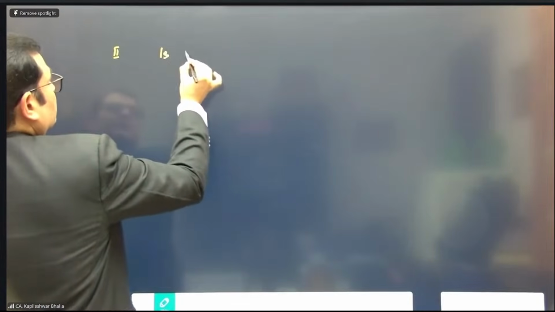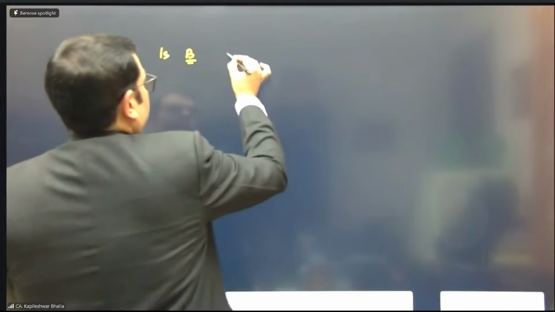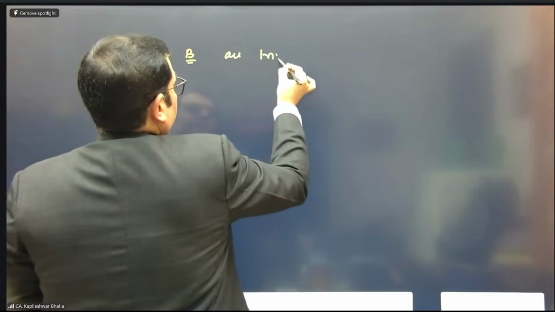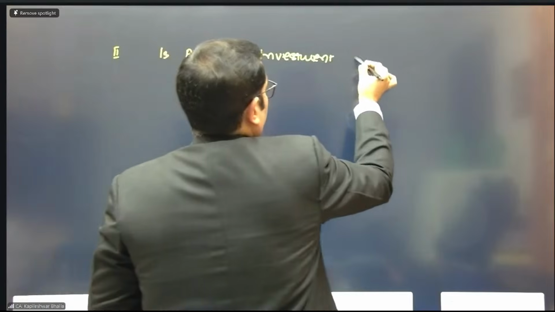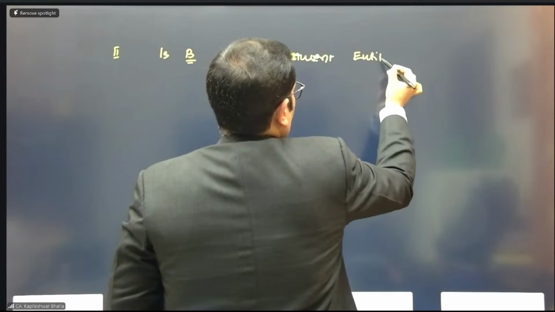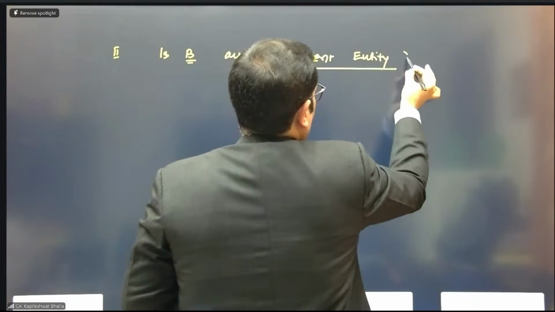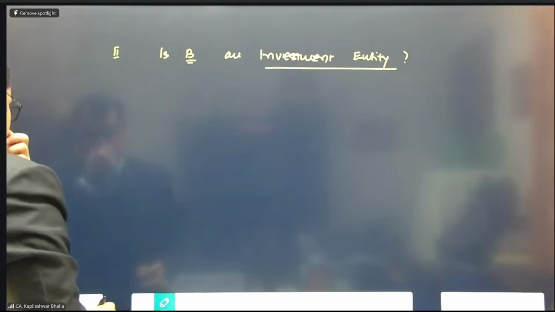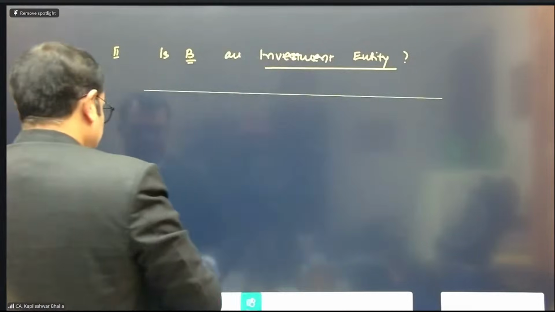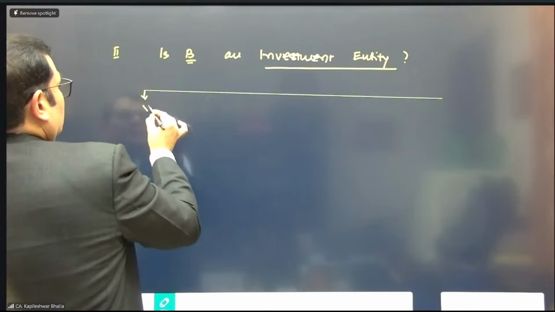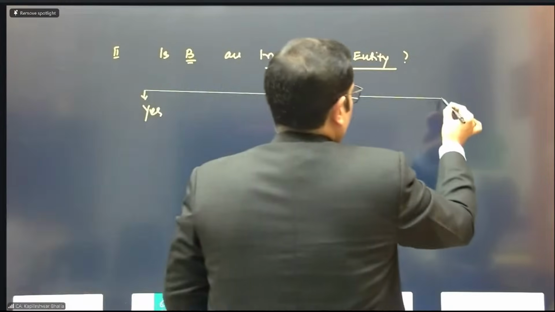Second step: is B an investment entity? We need to see whether the subsidiary is an investment entity or not. The parameters of an investment entity, of course, remain the same. So when you put across the question, is B an investment entity, we can say yes or we can say no.